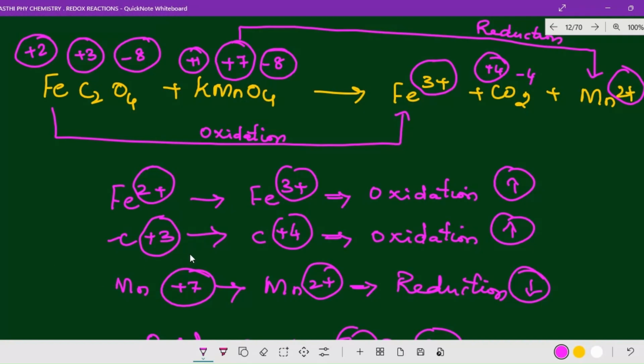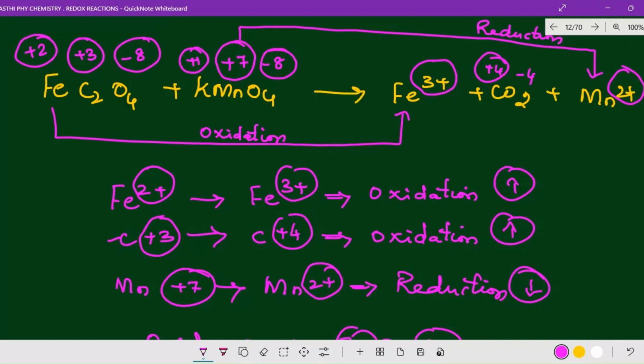For oxidation: addition of oxygen, addition of electronegative elements, removal of hydrogen, removal of electropositive elements. And in the same way, reduction is just the opposite of oxidation: addition of hydrogen, addition of electropositive elements, and the next one, removal of oxygen, removal of electronegative elements. So all these points are very, very important to understand oxidation and reduction.